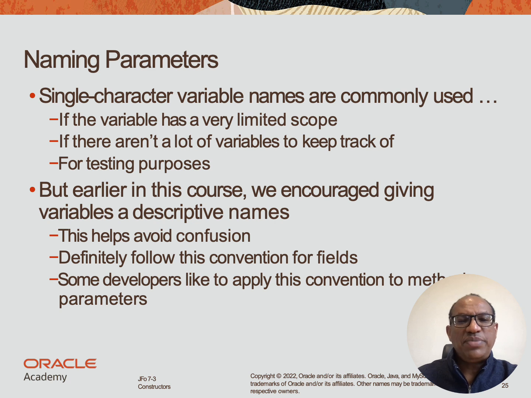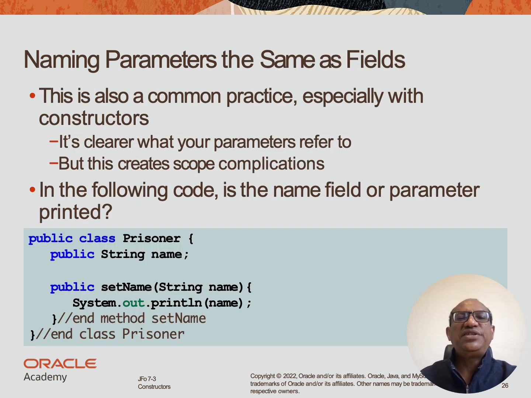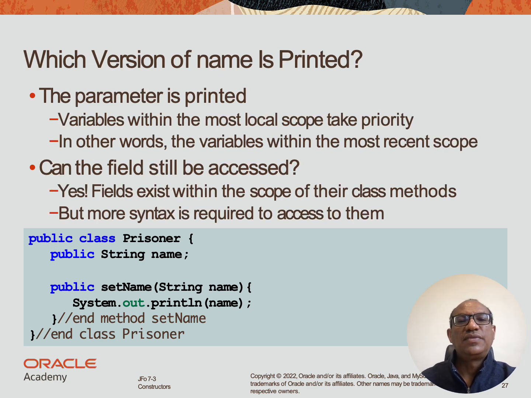Quick side note on naming parameters. Using short names like N, H, and S is okay for tiny methods, but longer names like name, height, sentence improve readability. But here's the thing. If your parameter names match your field names, there's a conflict. Java will prioritize the local variable, the parameter, over the field. Check this example. Public void set name, string name, system.out println name. Which one does it print? The parameter, not the field.